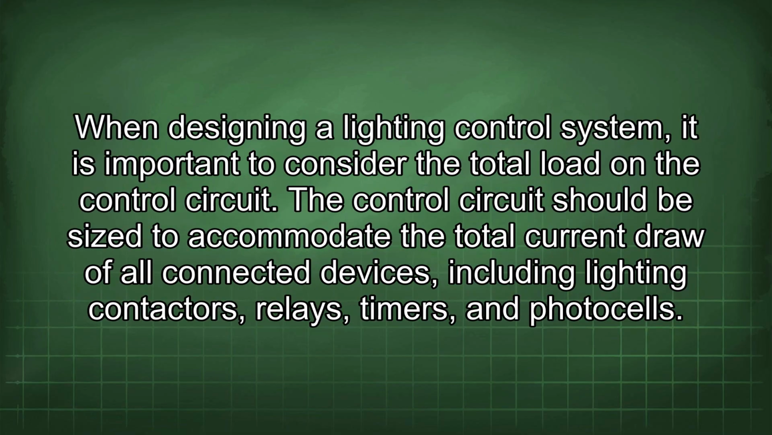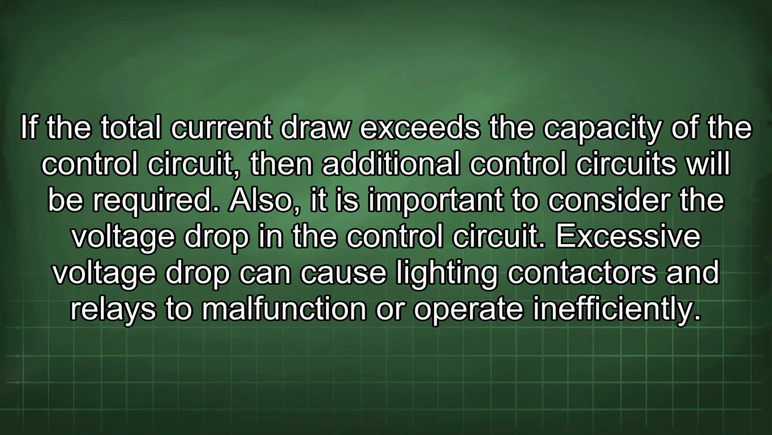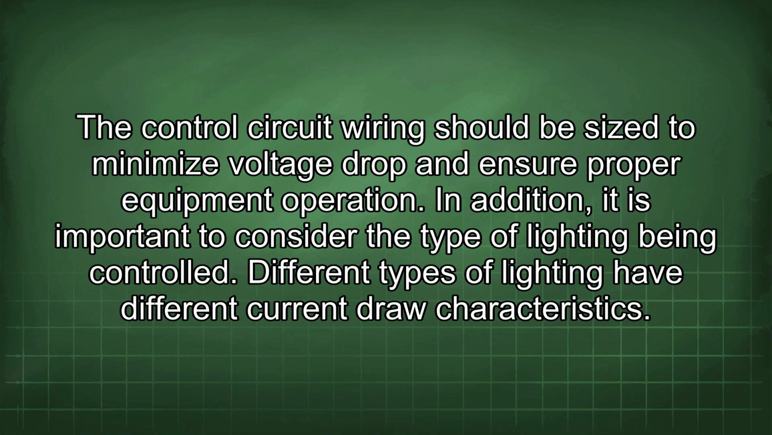When designing a lighting control system, it is important to consider the total load in the control circuit. The control circuit should be sized to accommodate the total current draw of all connected devices, including lighting contactors, relays, timers, and photocells. If the total current draw exceeds the capacity of the control circuit, then additional control circuits will be required. Also, it is important to consider the voltage drop in the control circuit. Excessive voltage drop can cause lighting contactors and relays to malfunction or operate inefficiently. The control circuit wiring should be sized to minimize voltage drop and ensure proper equipment operation.